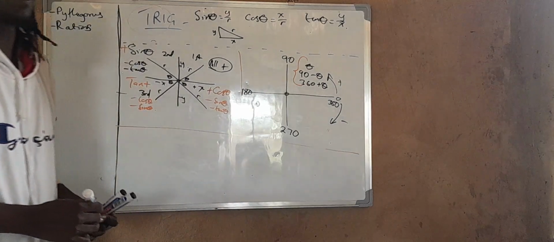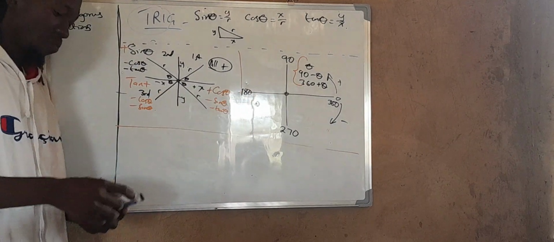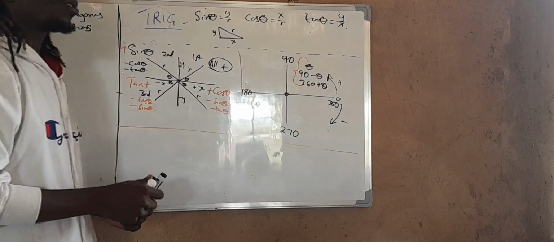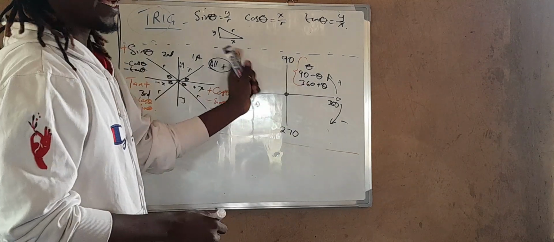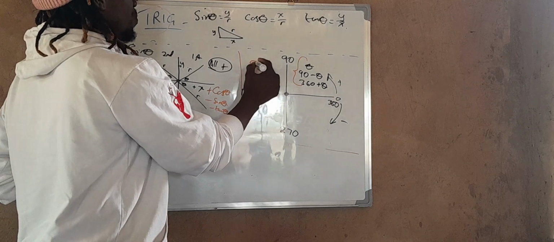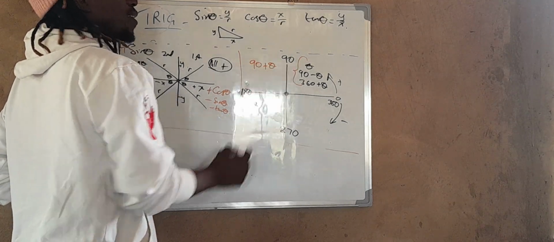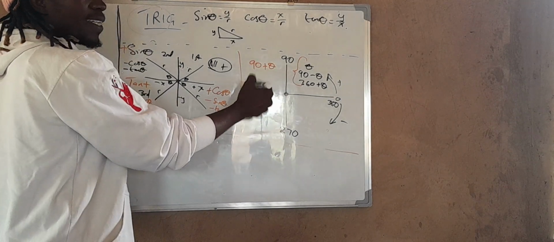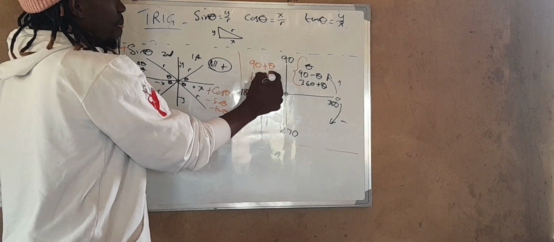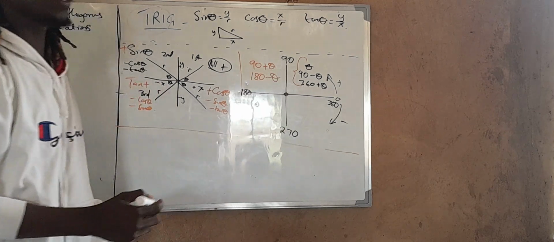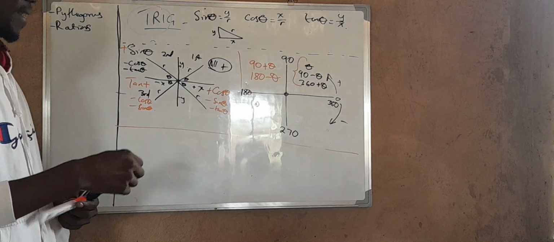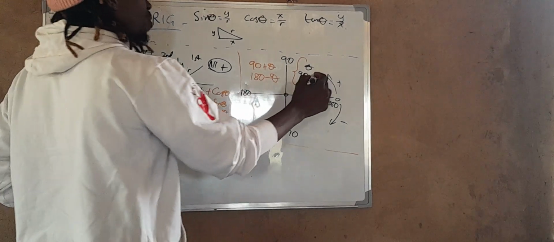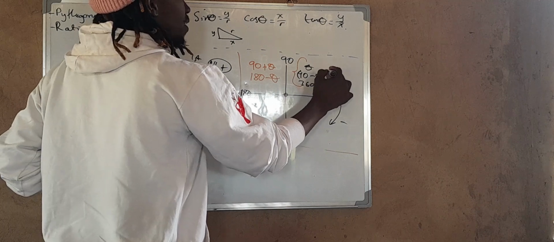So in the first quadrant, we use these reduction formulas, right? And you go to the second quadrant. If you are at 90 and we are adding, what do we do? So it will be 90 plus theta. And if you get to 180 and we are subtracting, it is 180 minus theta. So it means that in the second quadrant, we are going to use these reduction formulas, right? But these ones, we talk about them afterwards, right?